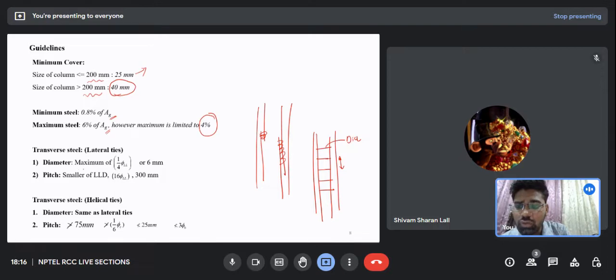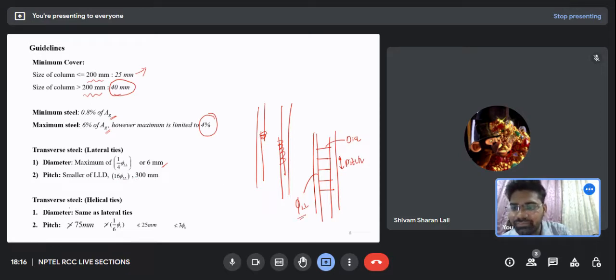The diameter of these lateral ties should be a maximum of either 6 mm or one fourth of the diameter of the bars which is provided in the longitudinal direction. So this is the longitudinal bar. Now when I talk about the pitch, this is the pitch. So pitch should be the smaller of 16 times the diameter of the longitudinal bar or 300.